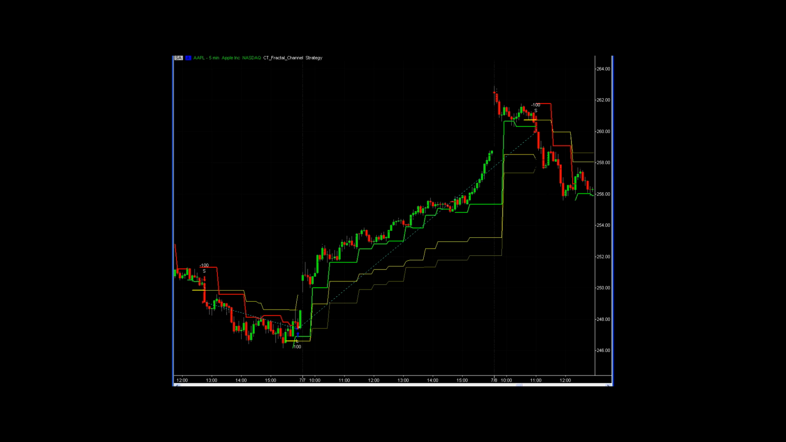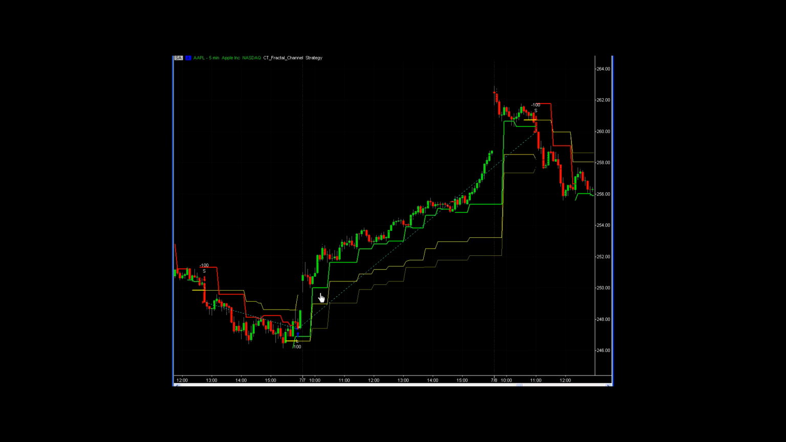So in summary, the fractal channel assists the trader in three very important areas. First, in trade entry, like we showed you, once you know that's the support and it's not breaking down, that's an excellent entry back into the trend. Secondly, the trade stop loss placement.